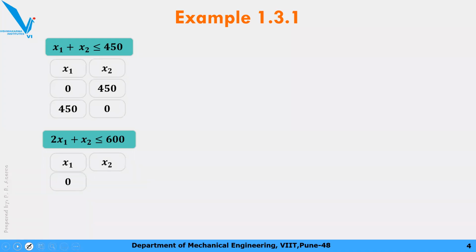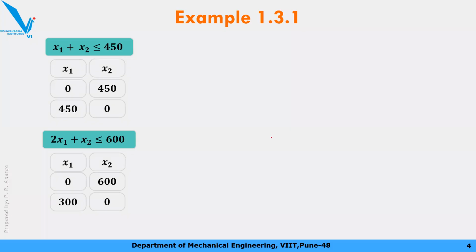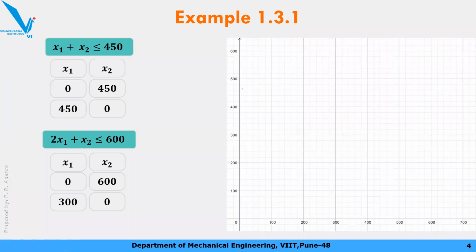Similarly for the second constraint, x1 0 put karenge, we'll get x2 equal to 600. Then x2 0 put karte, we'll get x1 equal to 300. Right? Now we'll take a graph paper, we'll draw the first line. यहाँ पे मार्क करते हैं पहले 450 x2. So this point is 0, 450. Right? Similarly, second point mark करेंगे 450, 0. Okay, so 450, 0, and we will draw a line here.